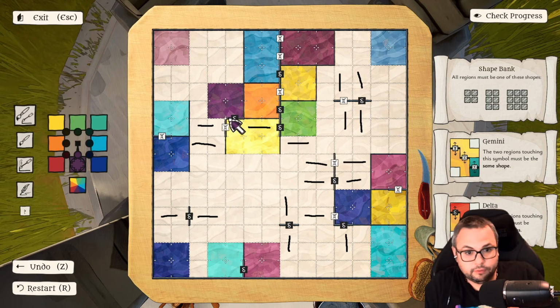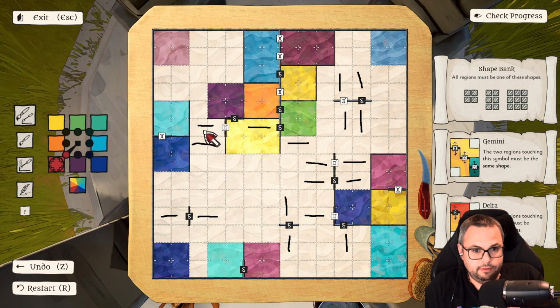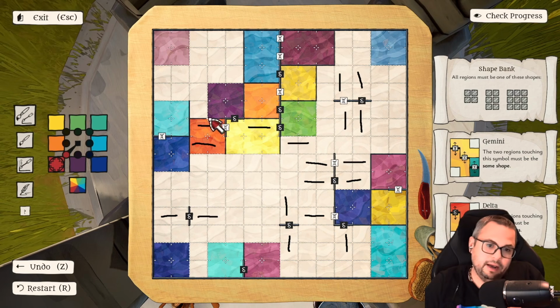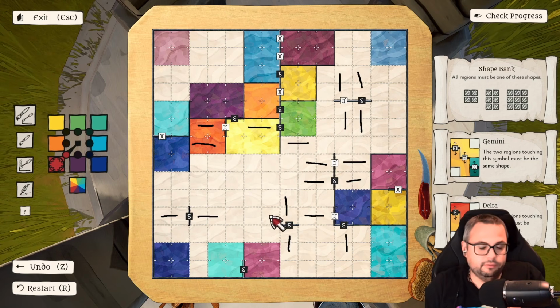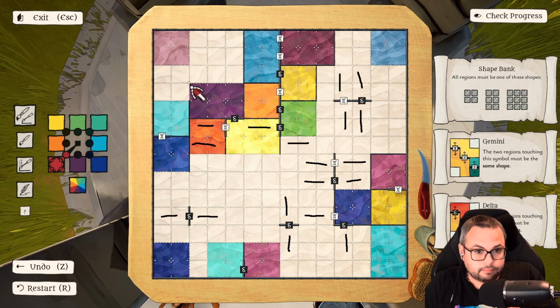No. Trying to draw on that edge. And now there's a new one here. That one can be red. Like that. Okay, so now this has to be purple because of the way that this works. That's not purple, of course.